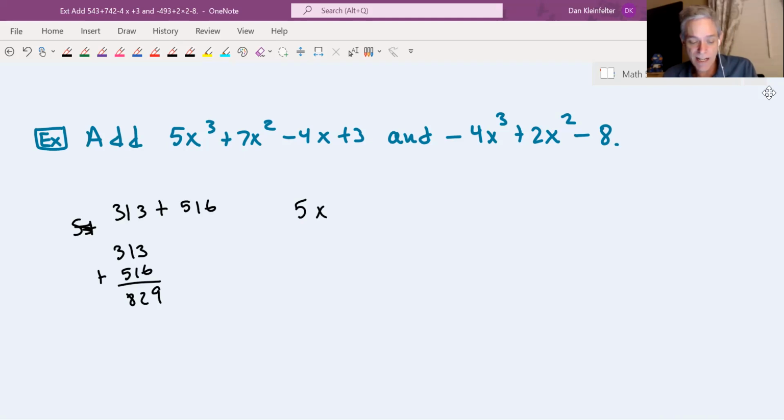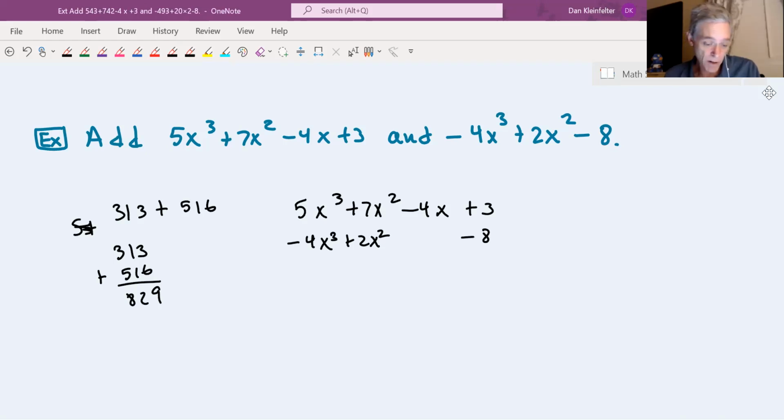So we'll have 5x cubed, 7x squared, minus 4x plus 3. And I'm adding to it negative 4x cubed, 2x squared, and minus 8. The second polynomial doesn't have an x term. Okay, but I can stack those two together vertically, and then we can just add vertically according to like terms.